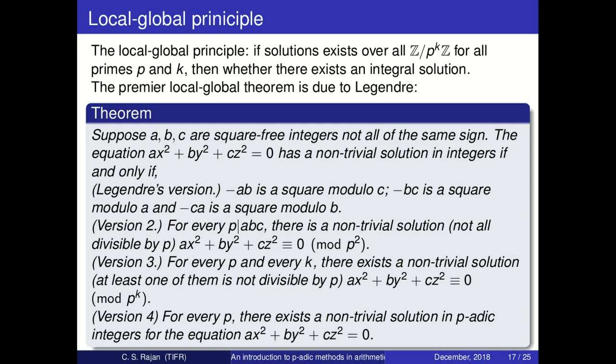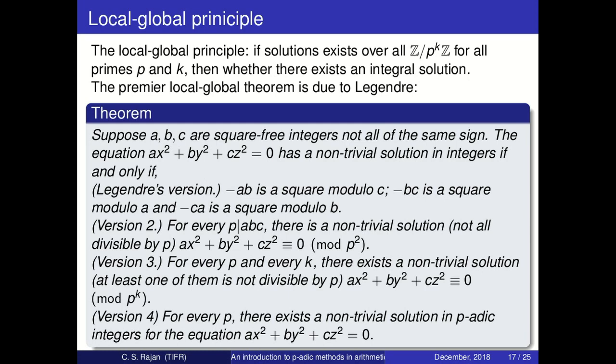Version 3: for every prime P and every K, there exists a non-trivial solution, at least one of them not divisible by P, mod P to the power K. So version 3 is a stronger hypothesis than version 2. You might be saying, I have these nicer versions, why am I going to this version where I am involving all primes and all integers? I am making it unnecessarily complicated, right?